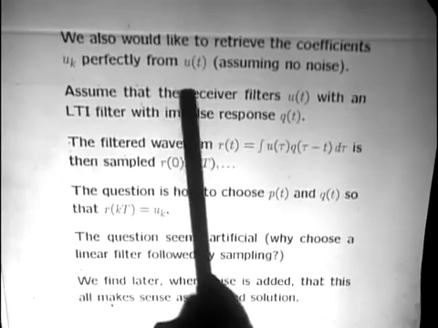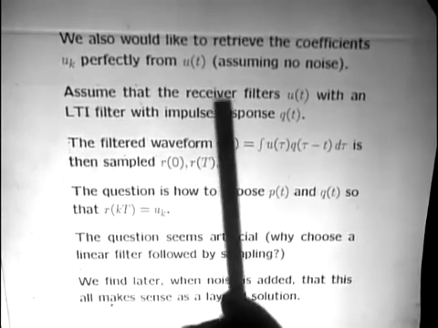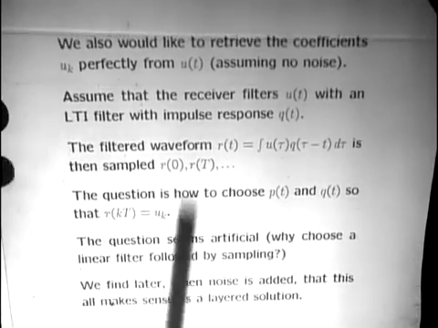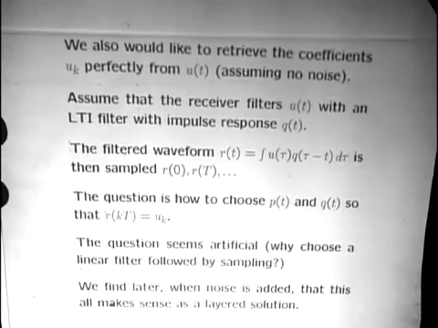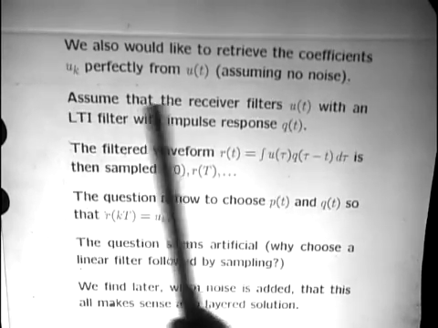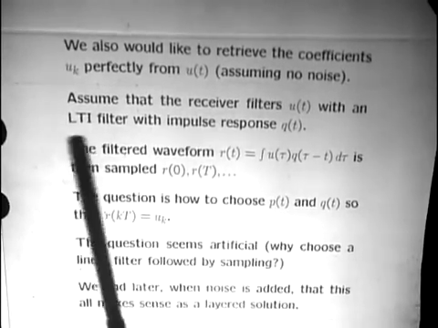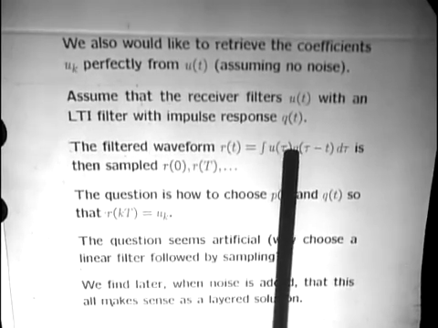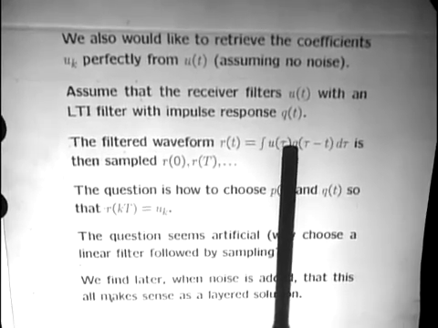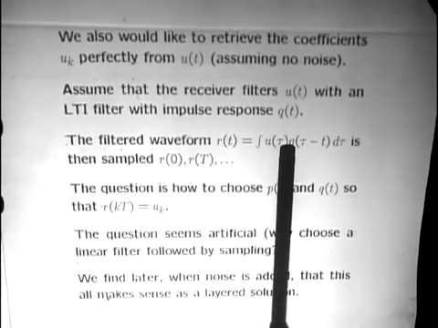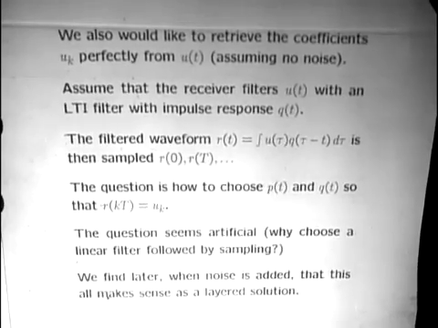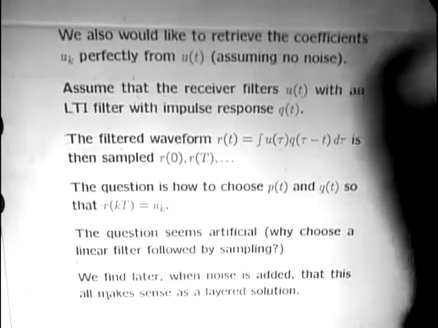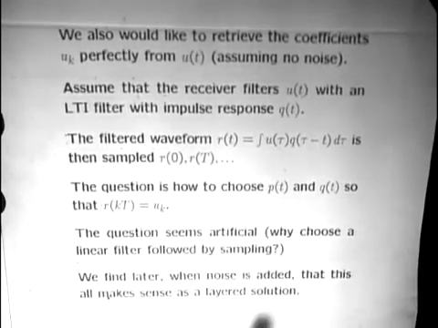We're separating this from the noise question. Even if there's no noise at all, we still have a question on how do you find those input values directly from the function. Okay, what we're going to do is to assume that the receiver filters u of t with a linear time invariant filter with impulse response q of t. Now, since we said that p of t doesn't have to be causal, we might as well say that q of t doesn't have to be causal either, because we've already thrown these details of delay to the winds.